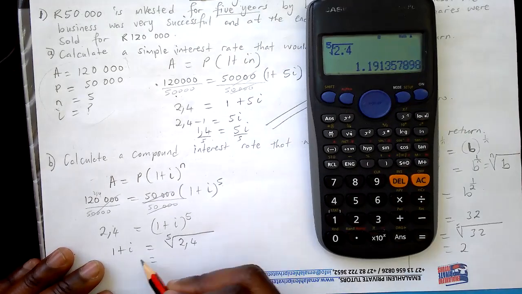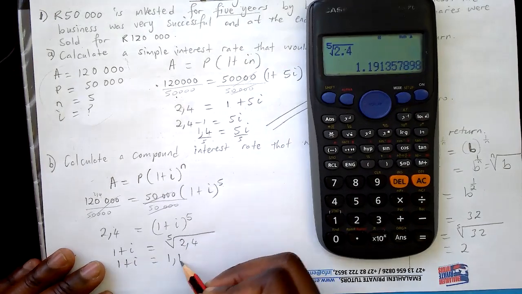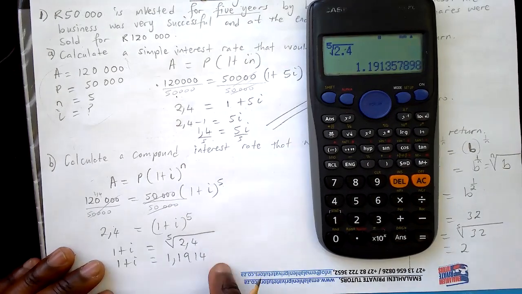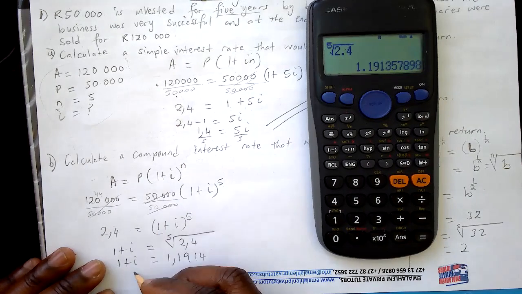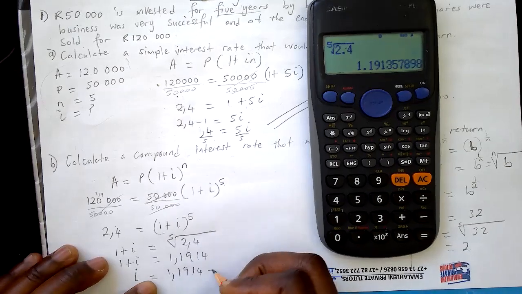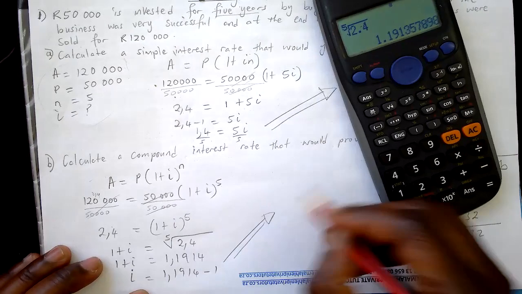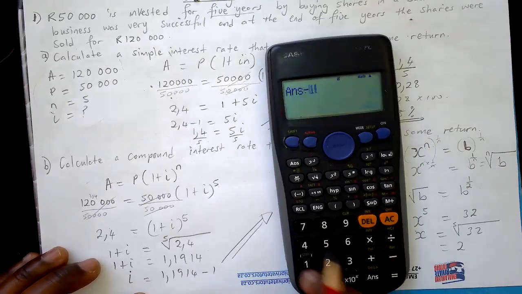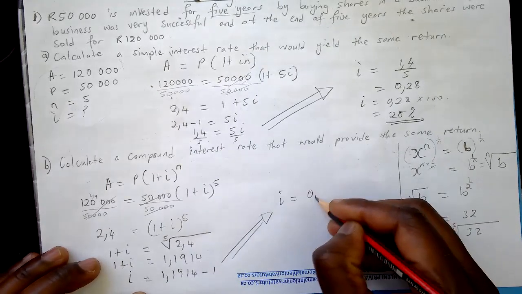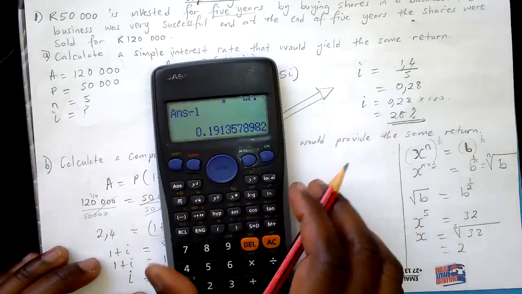So it's going to be 1 plus your i is going to be 1,1914. Then we take the 1 to that side, it's going to subtract. So we're going to say i is going to be equal to 1,1914 minus 1. Then what do we get there? We get i is going to be equal to 0,19.